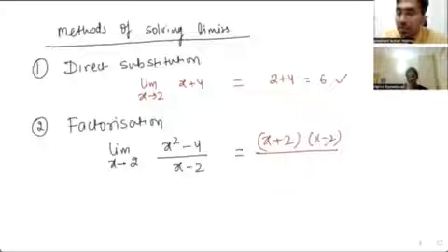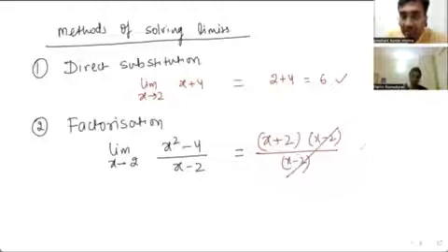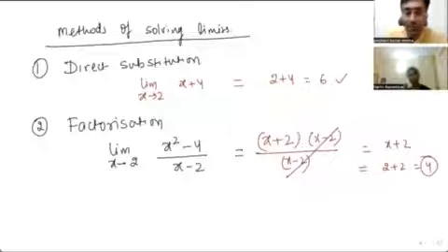So whenever there is an indeterminate form, we have to simplify it some way or the other. Now this is x minus 2, so this and this got cancelled. So it is only x plus 2. The value of x is 2, so that becomes 4. Got it? Yeah.